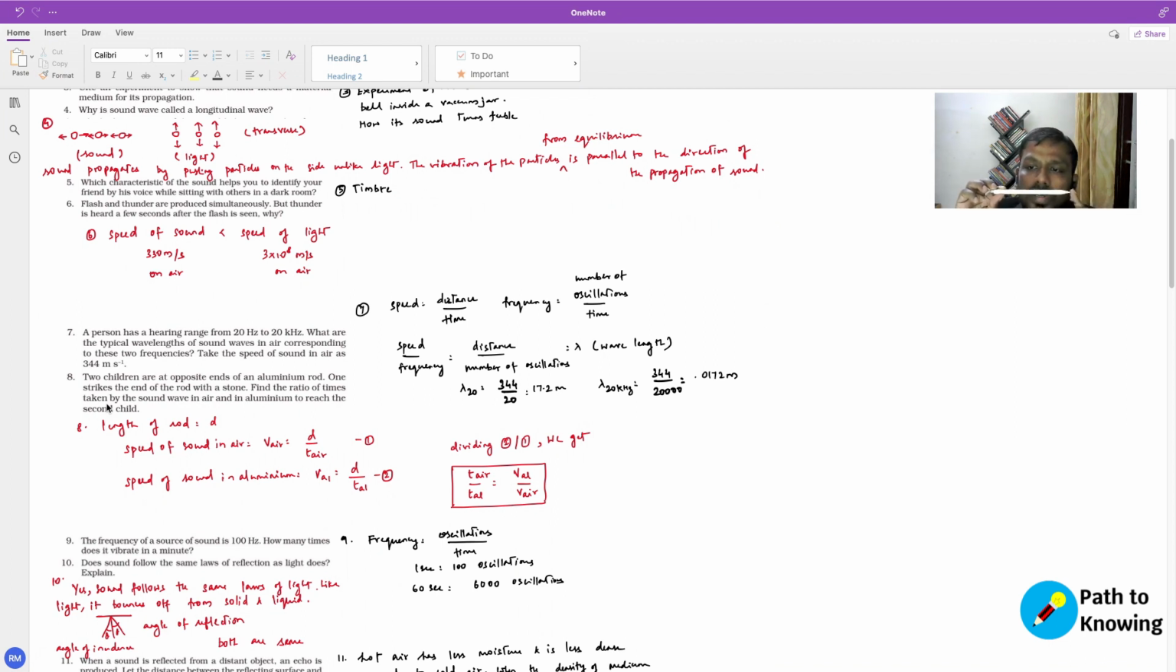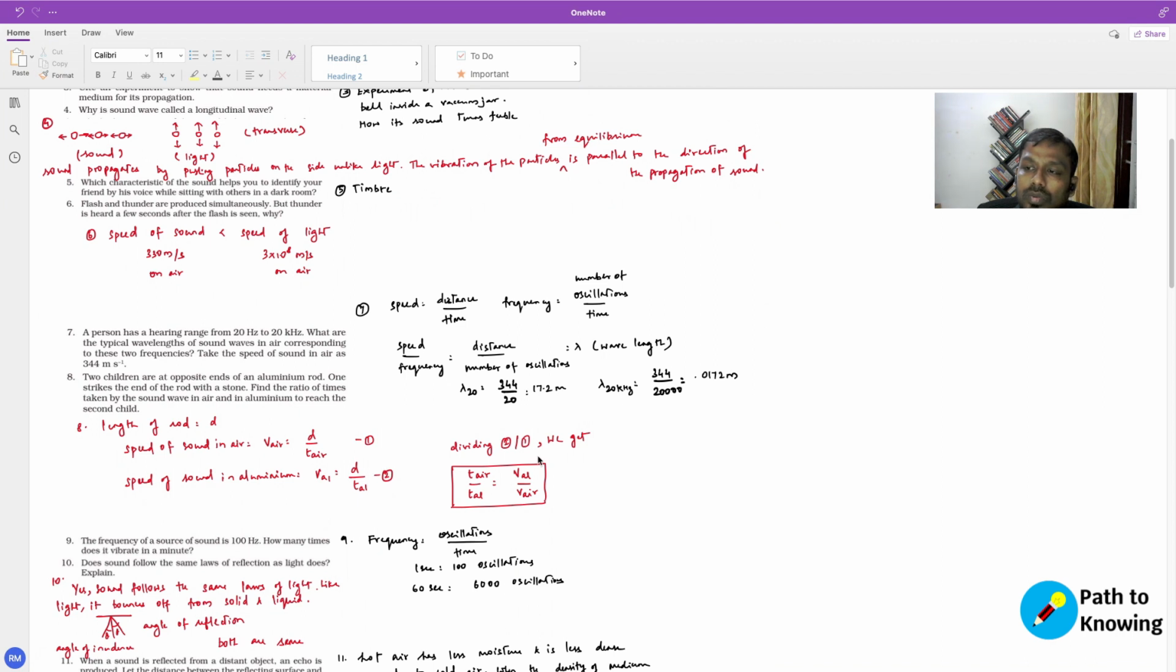So we are asked to find the time taken as a ratio between the sound wave that goes through the aluminum rod and the sound that goes through the air, right? So speed of the sound in air, if you consider it as V air, it is nothing but the distance traveled by the time taken by that sound in air. So let's call it T air. This is one equation. And the speed of the sound in aluminum, if you consider that to be V Al, is equal to D over T Al. T Al is the time taken by the sound in aluminum.